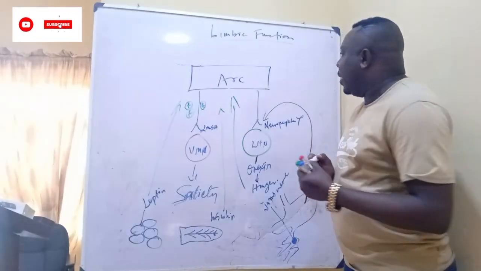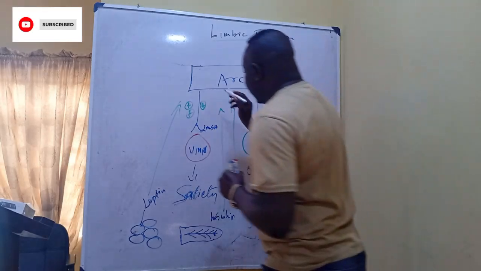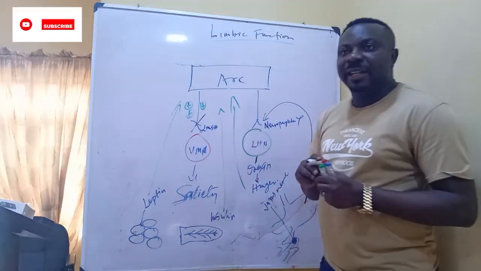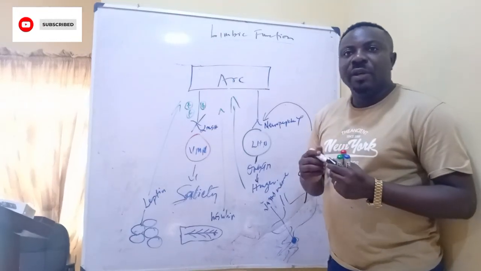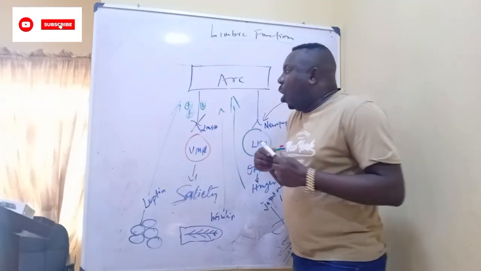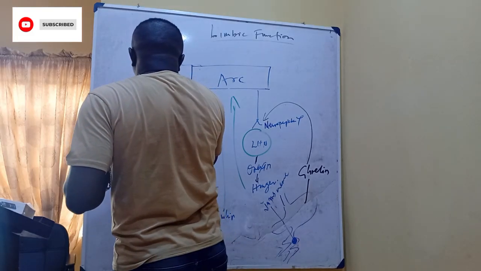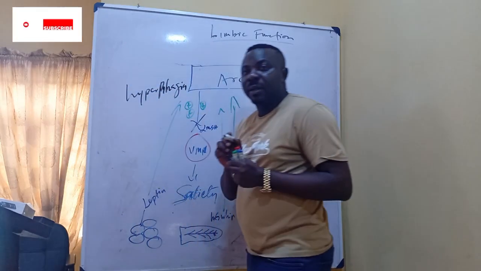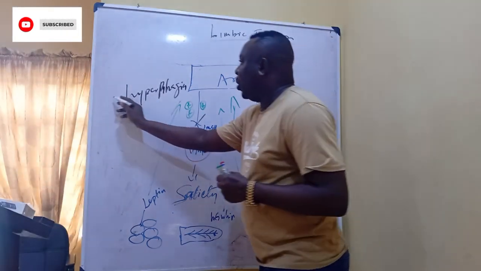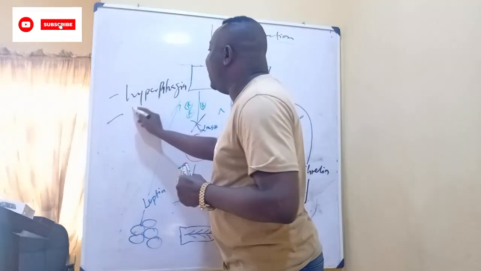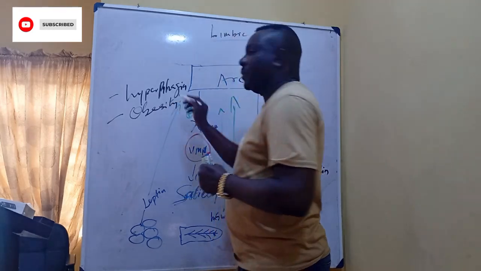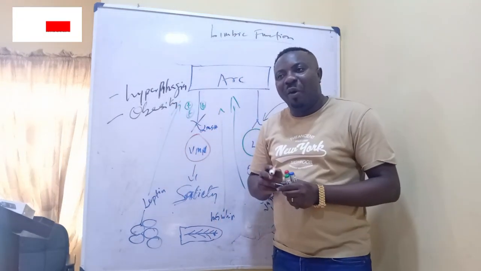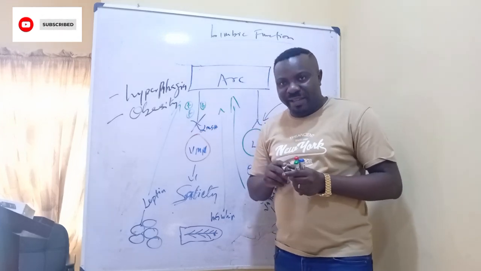Now, if there is a lesion in the ventromedial nucleus, what will happen? You will be eating too much. It will cause hyperphagia. And hyperphagia will result in obesity. The person will be eating and eating and will become obese.